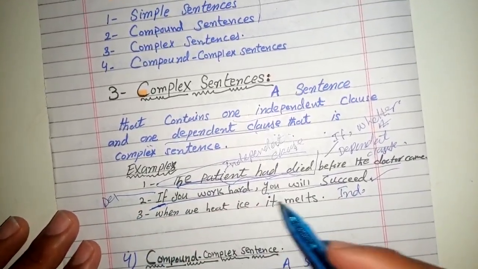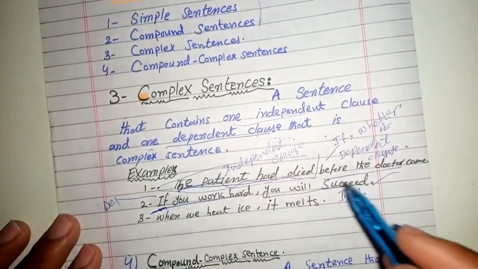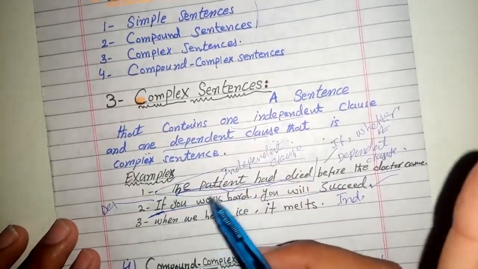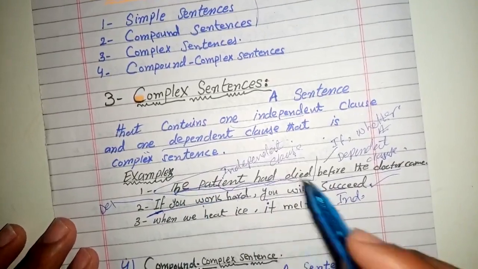So these are the examples of complex sentences. Complex sentences mean a sentence that contains one independent and one dependent clause.